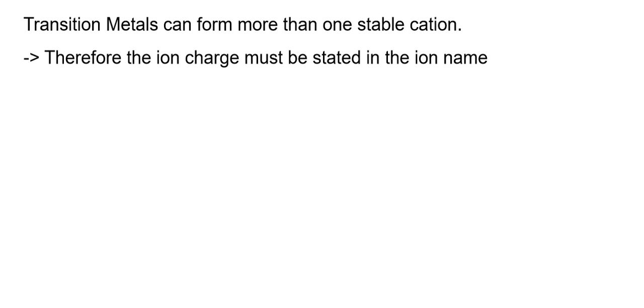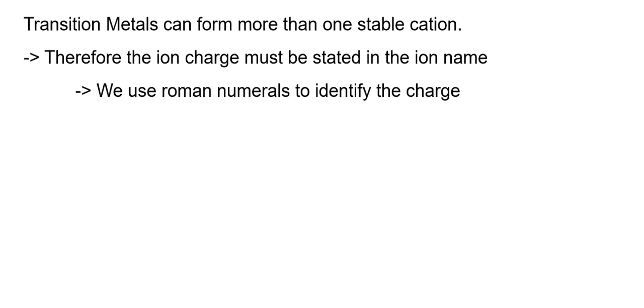Before, we used to get away with saying aluminum ion, and everybody could use the periodic table to determine that that meant it was the aluminum 3+. But now if we talk about copper, we don't necessarily know what ion we're talking about. So what we do is we use Roman numerals to identify the charge on the transition metal ion in the name of the ion itself.